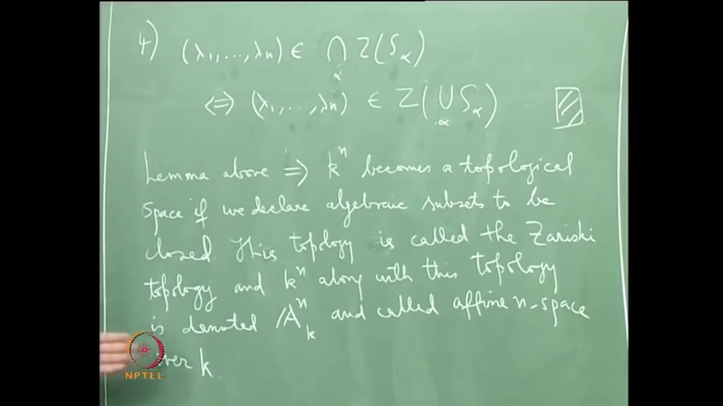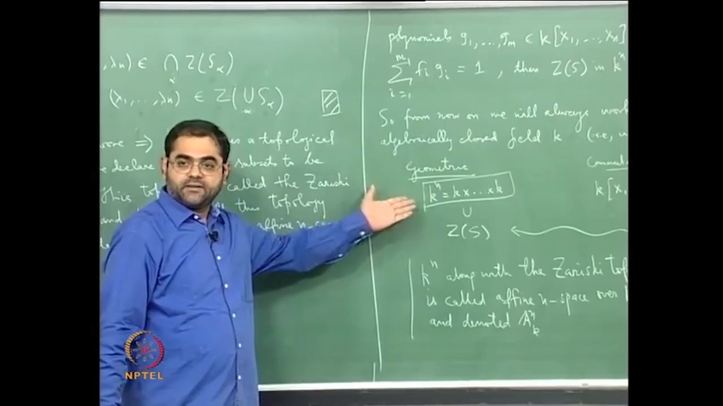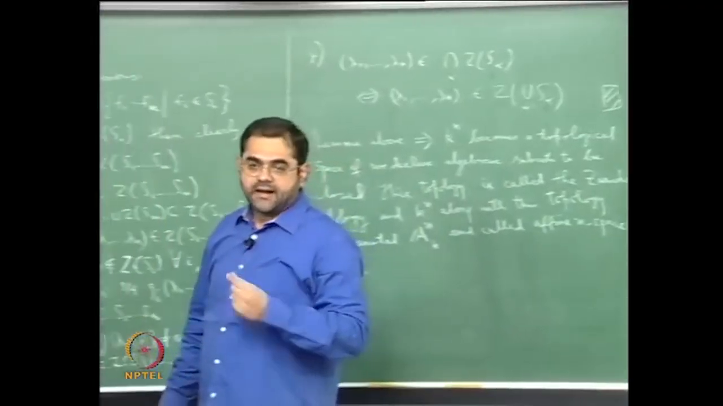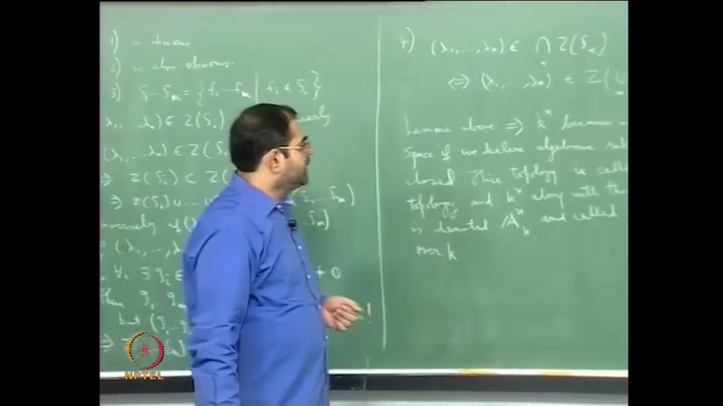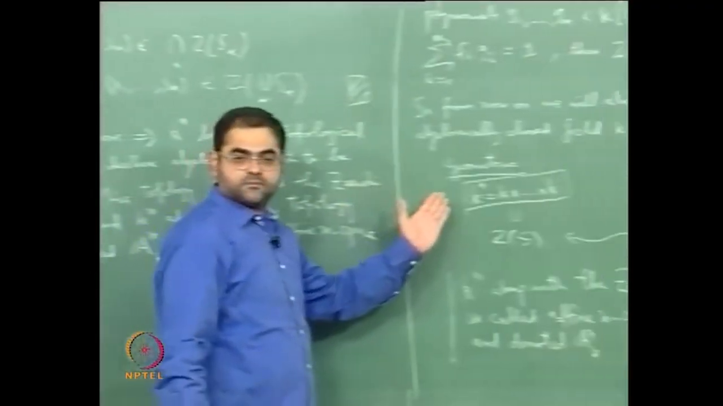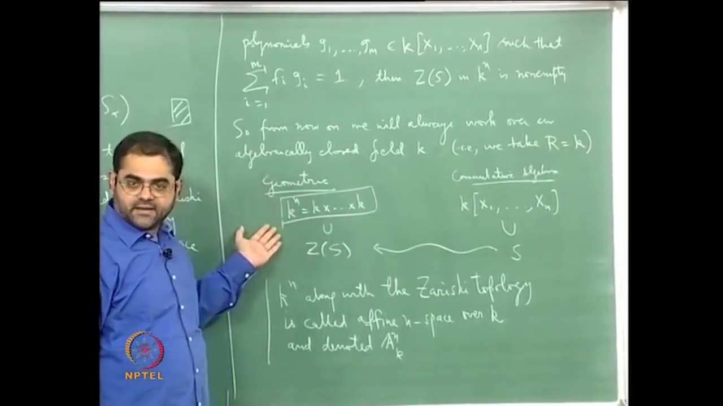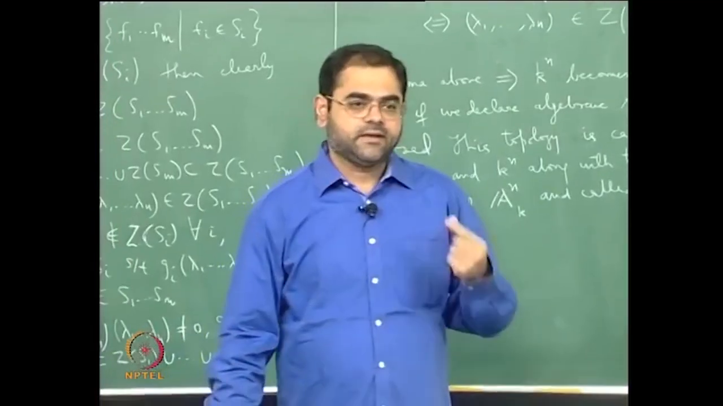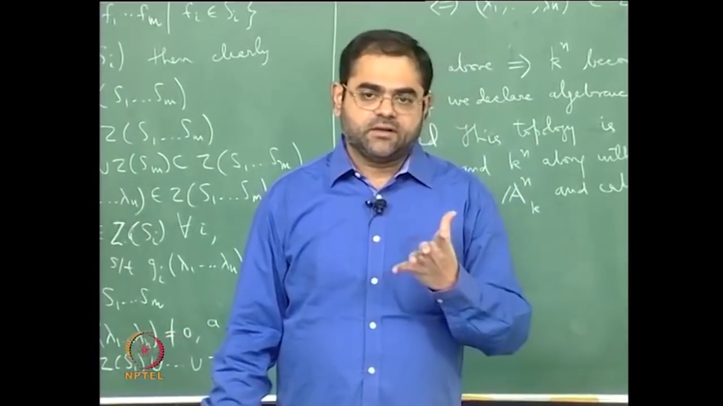So you see, we stripped off the vector space structure, but then to make it into a different thing, we called the affine space, we added the Zariski topology, and this is the affine n-space over K. So things are quite good. If you look at this picture, the space on this side has at least become a topological space. So the moment it becomes a topological space, you can at least start thinking of continuous functions.